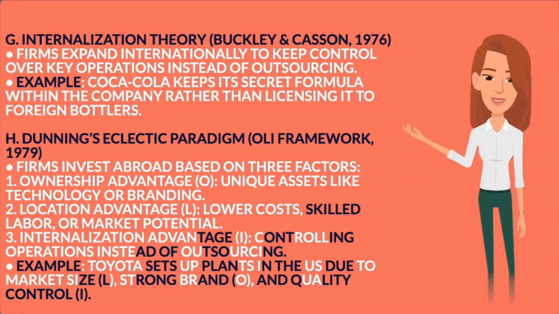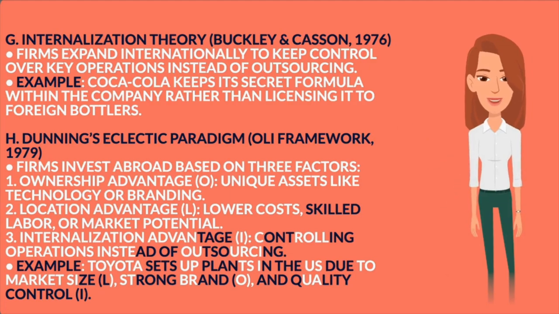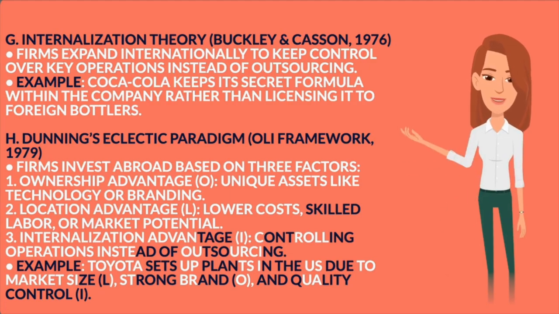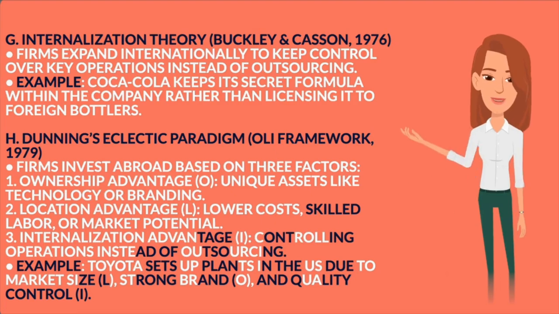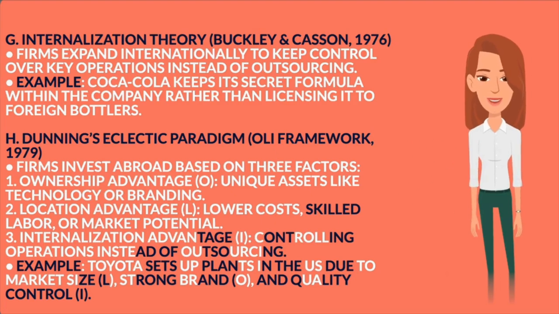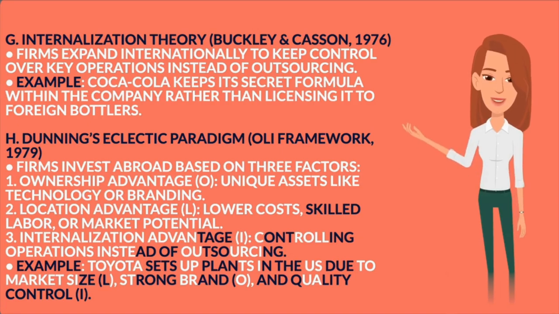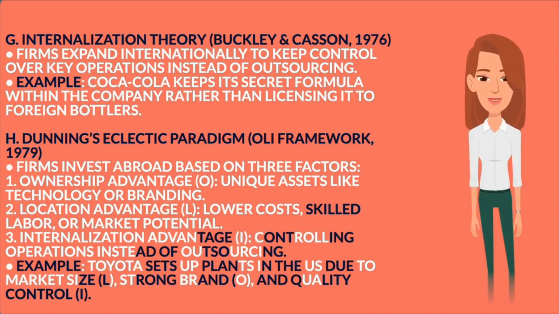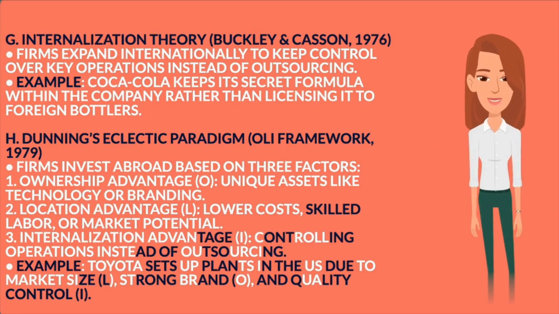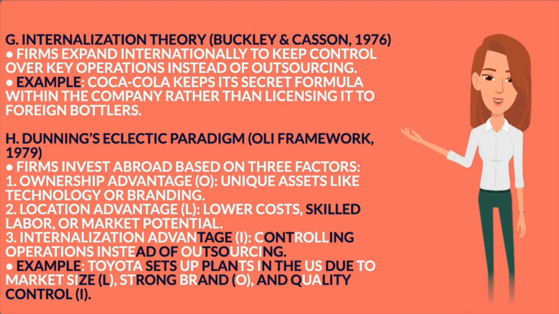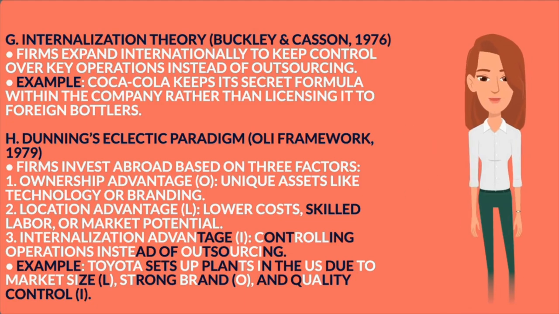C. Dunning's eclectic paradigm, OLI framework, 1979. Firms invest abroad based on 3 factors. 1. Ownership advantage, O: unique assets like technology or branding. 2. Location advantage, L: lower costs, skilled labor, or market potential. 3. Internalization advantage, I: controlling operations instead of outsourcing. Example: Toyota sets up plants in the US due to market size, L, strong brand, O, and quality control, I.